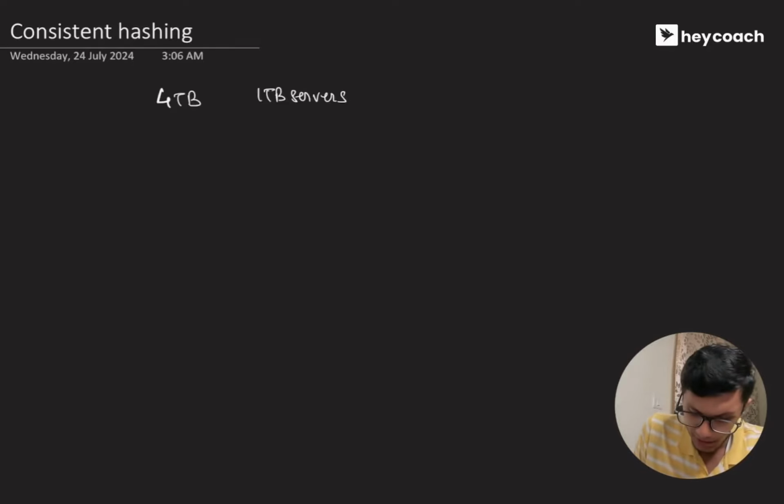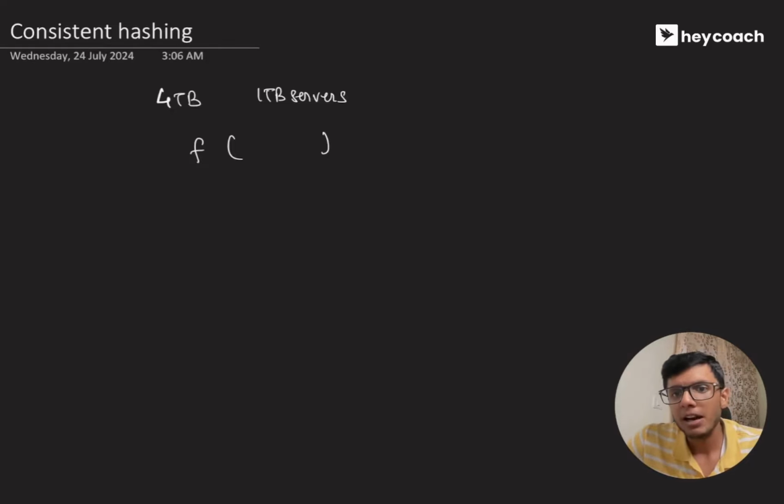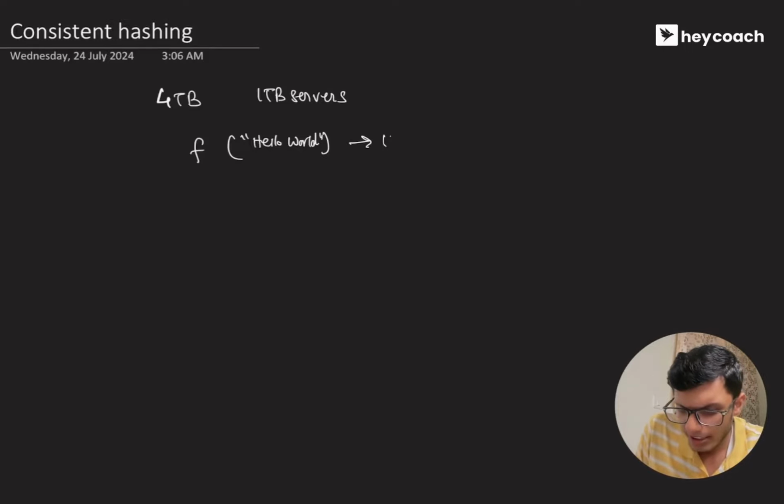So hashing is nothing but a function. It's a function which takes certain parameters and you pass the same parameters to the same function every time, you get the same output. For example, if I say f of hello world, it is a string, I can pass anything. Let's say it gives me 152. So every time I pass hello world to this particular function, it would return me 152 as output. Okay, so we can do something like this.